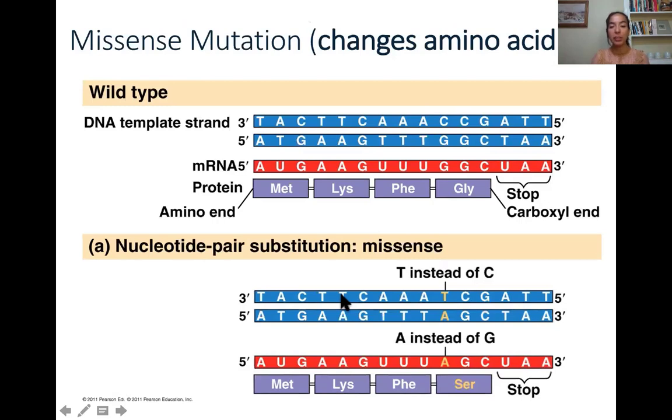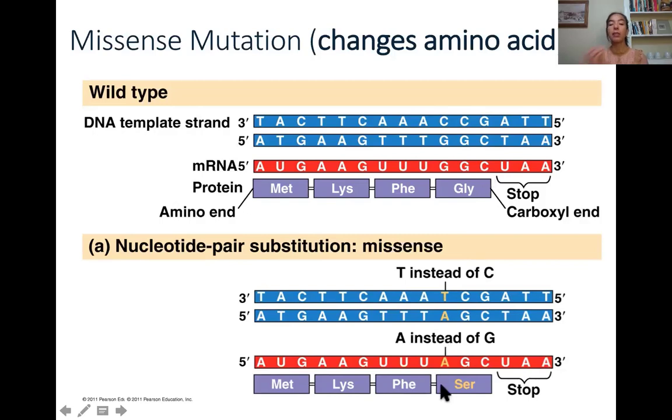Now, missense mutation is when we actually have a change in the amino acid. This is exactly the same example, but instead of the mutation changing a G to an A in the third position of this codon, now we have a change of a C to a T. So we have a T instead of a C, and that results in a messenger that reads AGC instead of GGC.